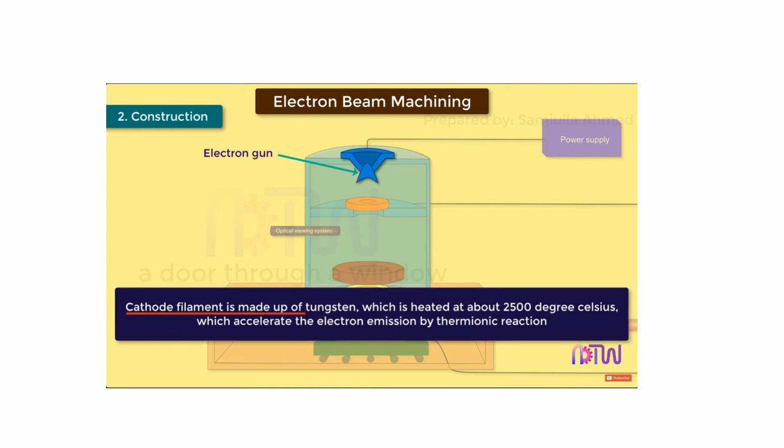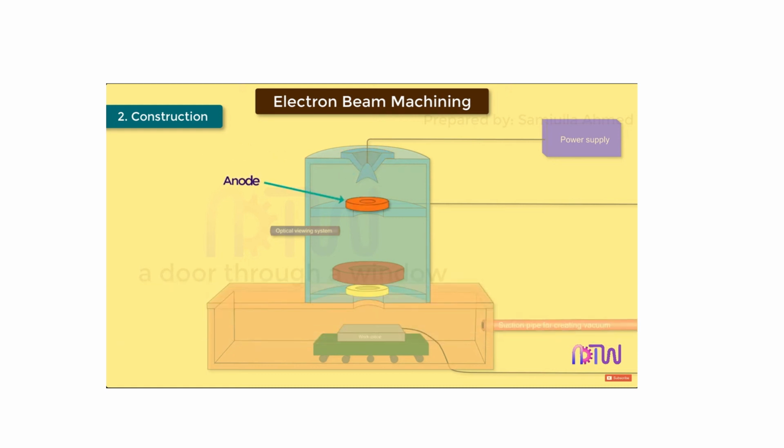The cathode filament is made of tungsten, which is heated to about 2500 degrees Celsius, which accelerates the electron emission by thermionic emission. Anode. The anode is connected to the positive bias. The electrons are pulled towards the anode at very high speed, and, therefore, electrons produced by the cathode filament do not diverge from their path.